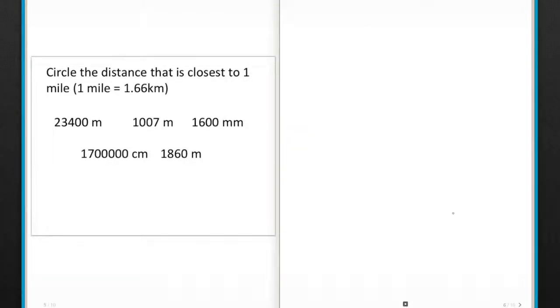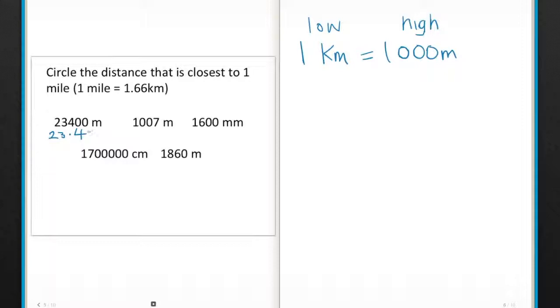Circle the distance that is closest to 1 mile, and 1 mile, remember, is 1.66 kilometres. So here we are in metres, and 1 kilometre, kilo means 1,000. High, low. I'm starting in metres, which is high, so I want to go low, so I need to divide by 1,000. 1, 2, 3. That would give me 23.4 kilometres. That's a long way away from 1.66.